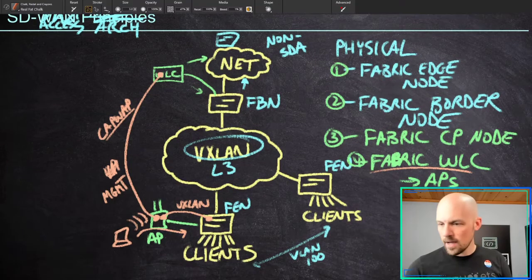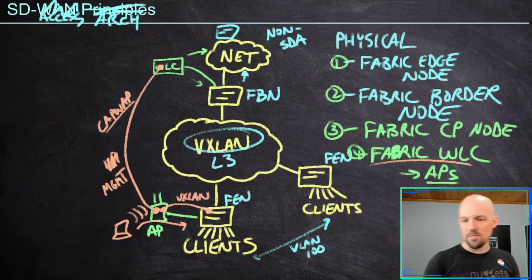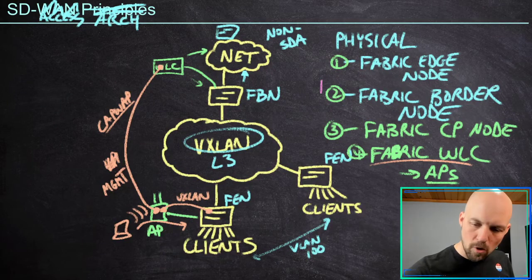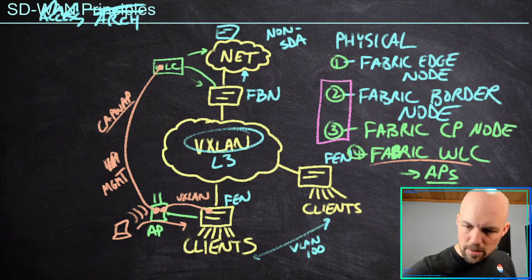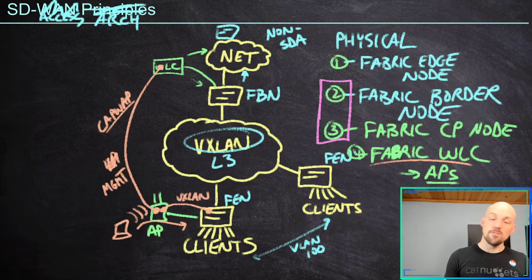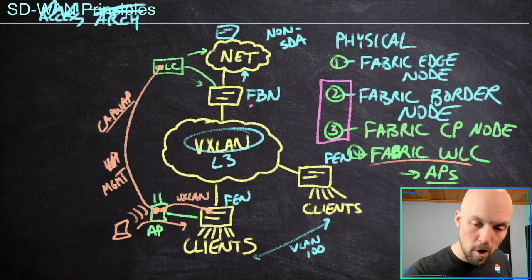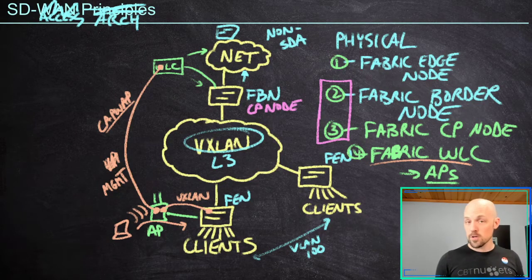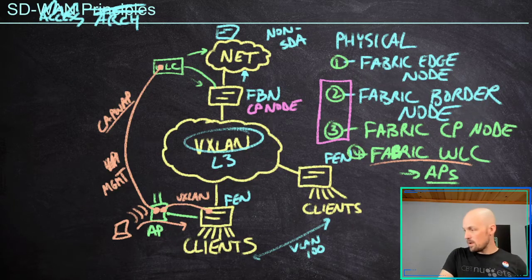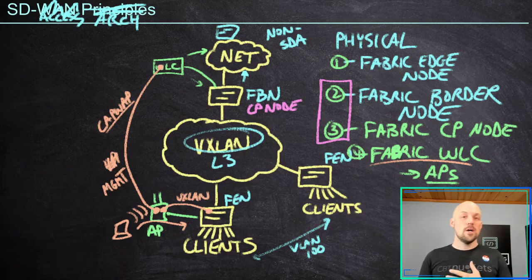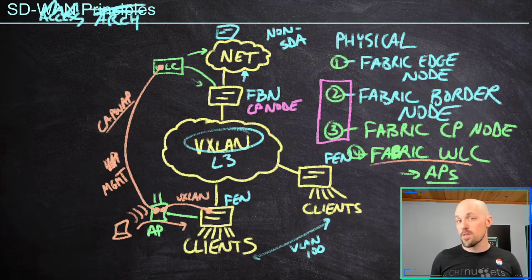All right, one thing that we should be aware of as well in all of this is that these two roles right here can actually be combined on one device. So if I want to, this fabric border node could also be a control plane node, as long as the hardware supports it. And so what we're about to do here is I'm going to flip over to Cisco website, because I want to showcase all of the different types of hardware that we would deploy in this, because we're talking about fabric edge nodes. Okay, what could be a fabric edge node?